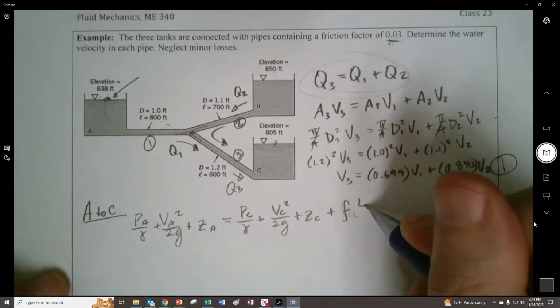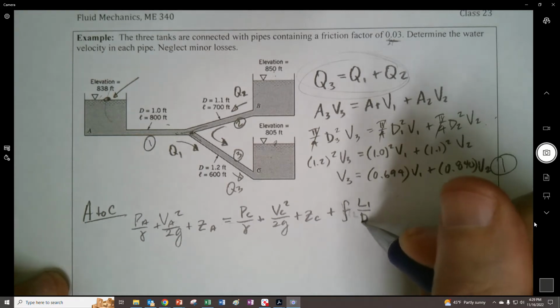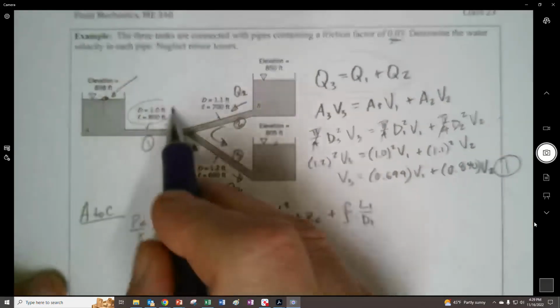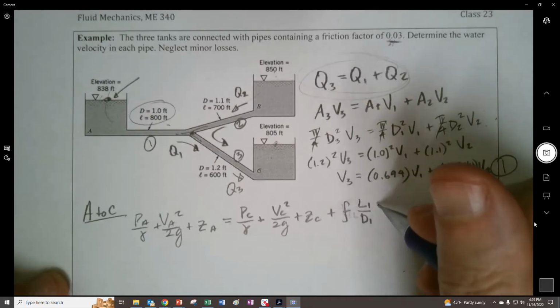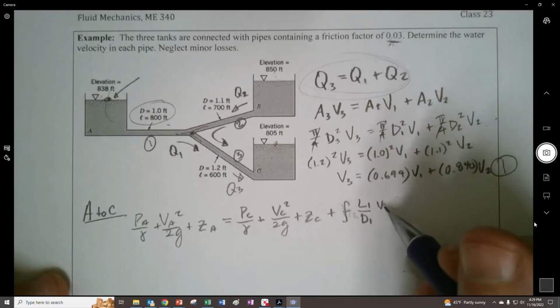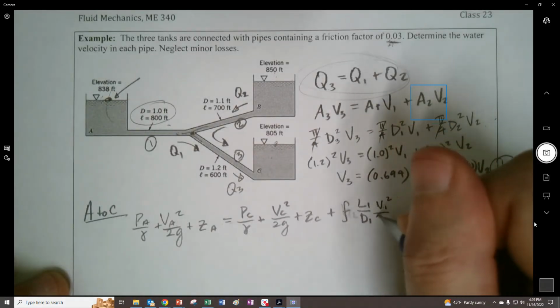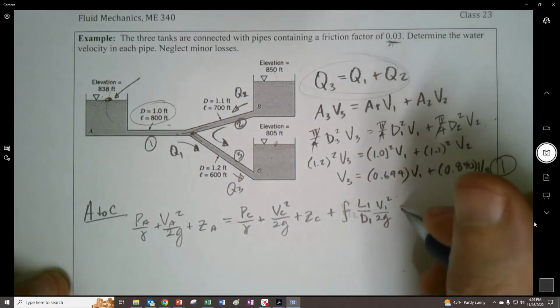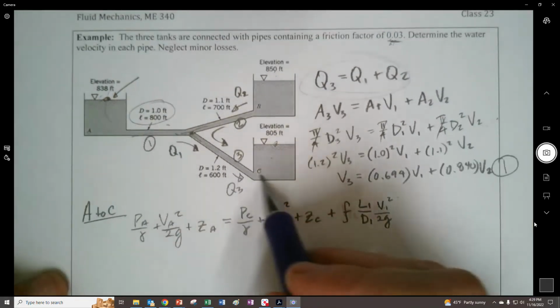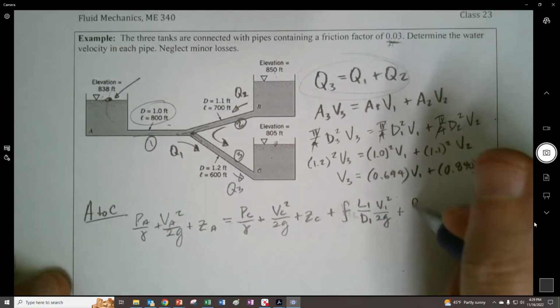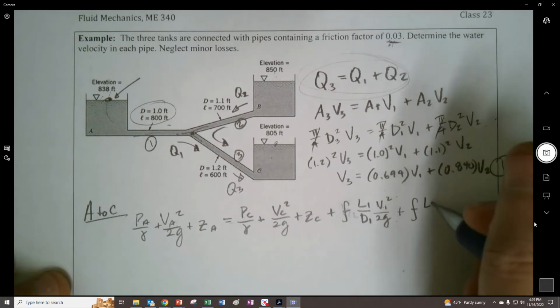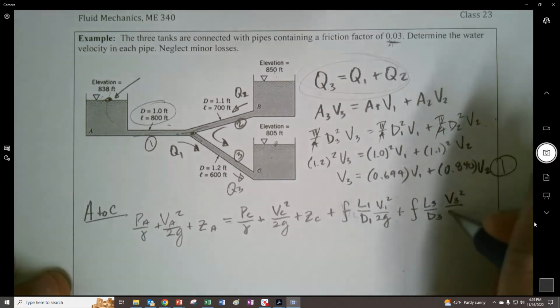But we're going to take the L1 divided by the D1 right there, right? Because it's going to be different. So it's the head loss right there. And this velocity is the one that's inside there. So V1 squared over 2g. And then this is in series coming down, and so that's going to be plus fL3 divided by D3, and that's going to be V3 squared over 2g.